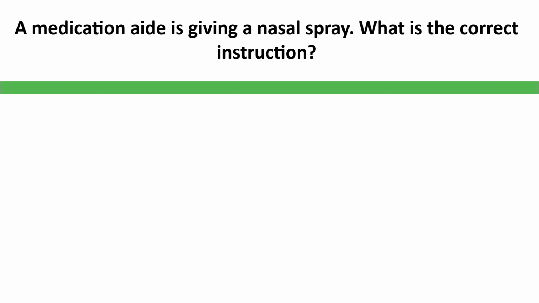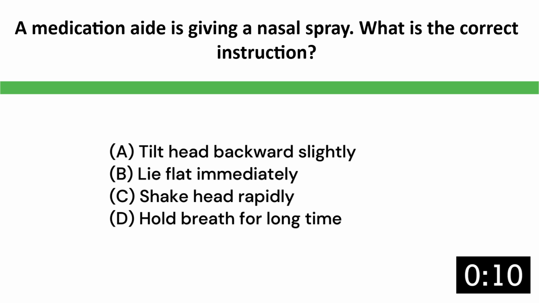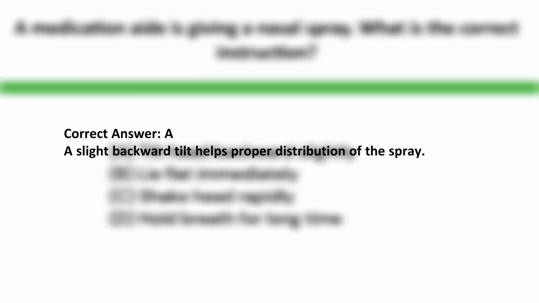Next one. A medication aide is giving a nasal spray. What is the correct instruction? Options. A. Tilt head backward slightly. B. Lie flat immediately. C. Shake head rapidly. D. Hold breath for long time. Correct answer, A. A slight backward tilt helps proper distribution of the spray.